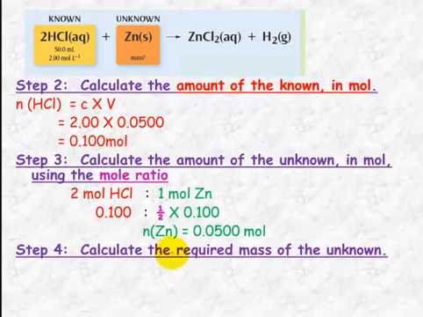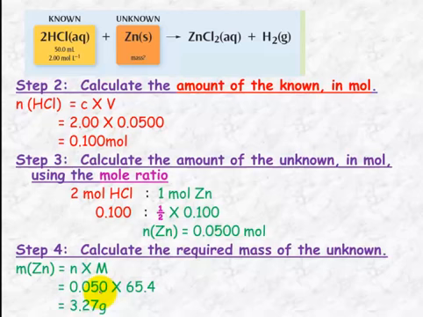Step 4. Calculate the required mass of the unknown. So, mass of zinc will equal the number of moles times the molar mass, which equals 0.05, which we just got from up here, times 65.4, which is the molar mass of zinc, which equals 3.27 grams.